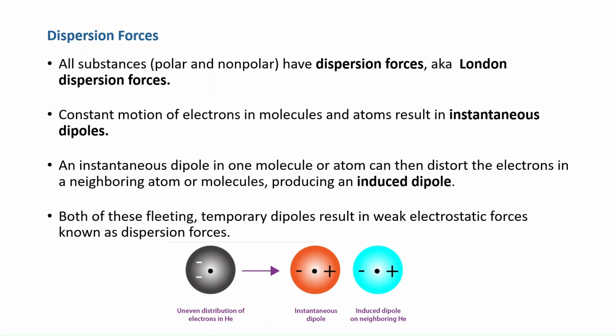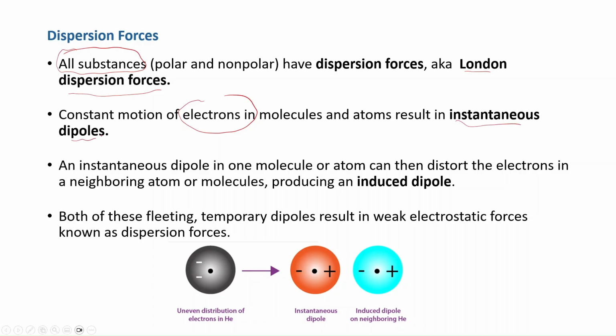So let's look at the first type, dispersion forces. Very important. All substances have them. Okay? It doesn't matter what type of substance. They're also known as London dispersion forces. Again, some people like to name after the researchers who worked on that. And it's due to the fact that all molecules are made up of atoms. All atoms are made up of protons, neutrons, and electrons. So the motion of electrons causes instantaneous dipoles.